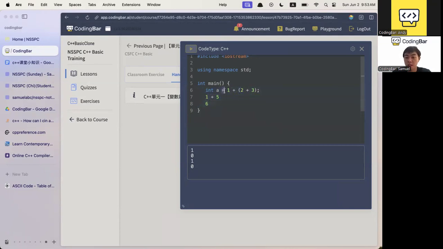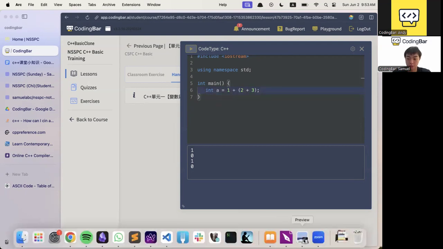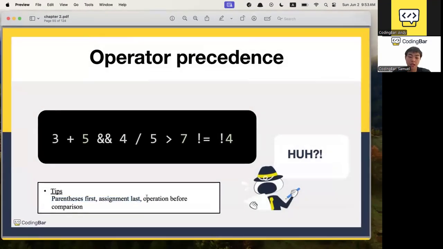And then assignment takes the last precedence, which means only after we have calculated everything on the right-hand side do we assign this to A. So the output is 6, right? So we assign 6 to A. So here, parenthesis first, assignment last, and operation before comparison.